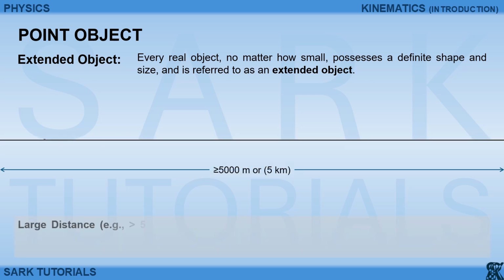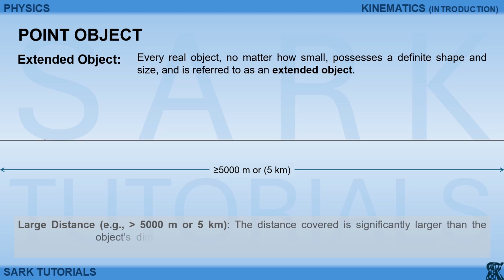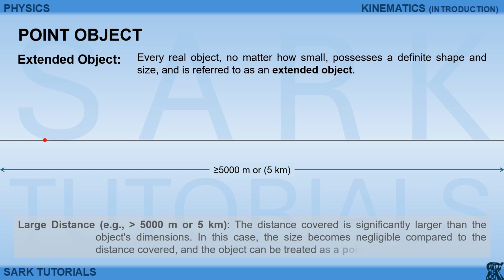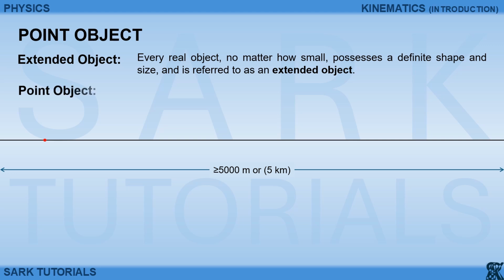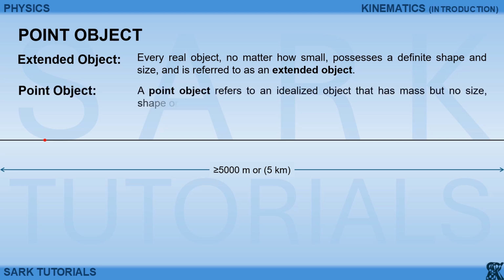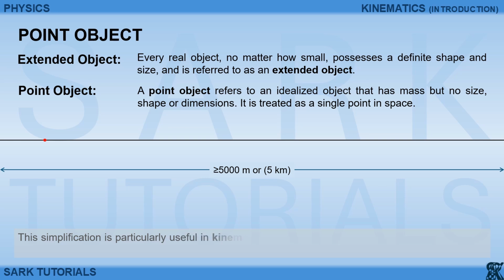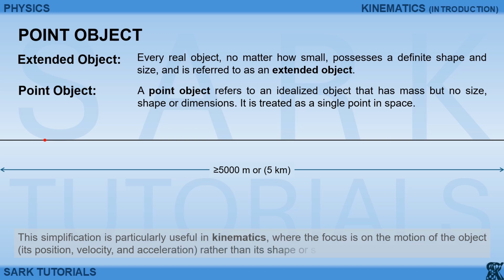Large distance, that is more than or equal to 5,000 meters or 5 kilometers, the distance covered is significantly larger than the object's dimension. In this case, the size becomes negligible compared to the distance covered, and the object can be treated as a point object. A point object refers to an idealized object that has mass but no size, shape, or dimension. It is treated as a single point in space. This simplification is particularly useful in kinematics, where the focus is on the motion of the object, its position, velocity, and acceleration, rather than its shape or size.